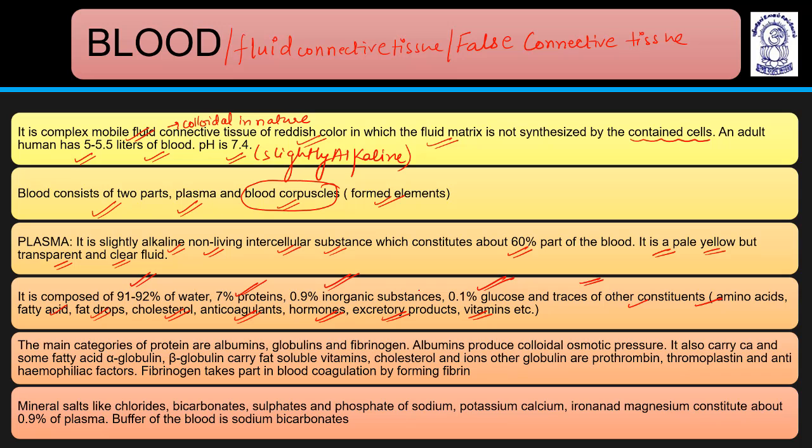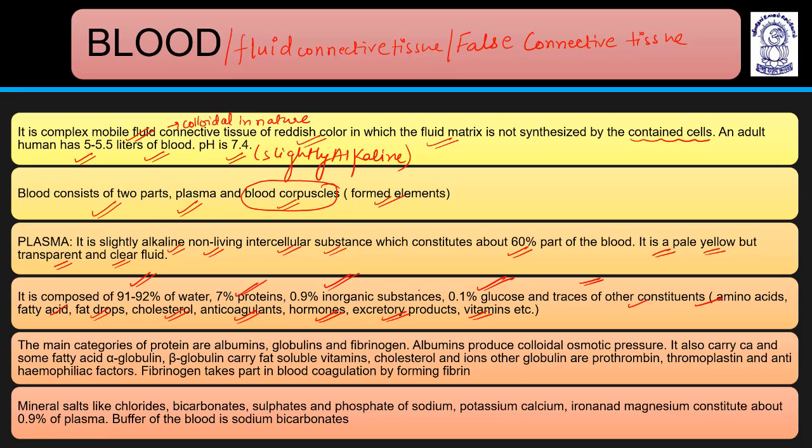So plasma is mainly made up of 91 to 92% of water, 7% proteins, 0.9% inorganic substances, 0.1% of glucose, and traces of other constituents like amino acids, cholesterol, fat drops, fatty acid, anticoagulants, hormones, excretory products, and vitamins.